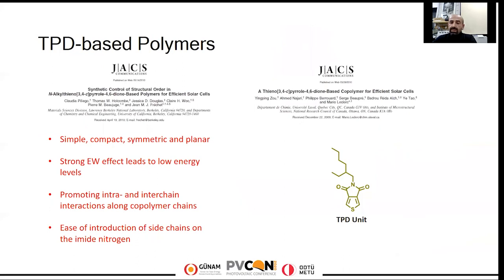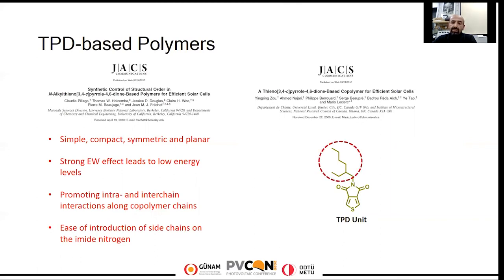The compound you see is our core unit in the polymer backbone. So why have we chosen it? Basically, it is geometry. The simple structure of TPD is beneficial for electron delocalization. It promotes intra and interchain interactions between polymer chains, and with its strong electron withdrawing ability, this effect leads to low energy levels, which are desired in order to increase the open circuit voltage of solar devices.